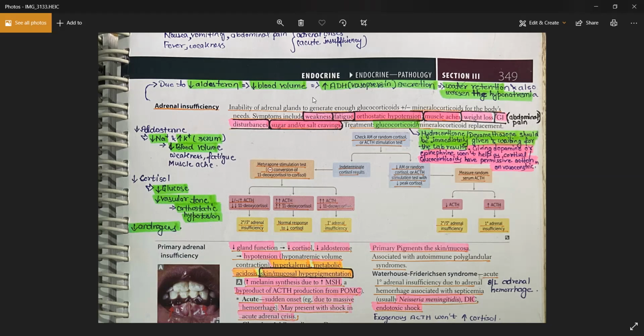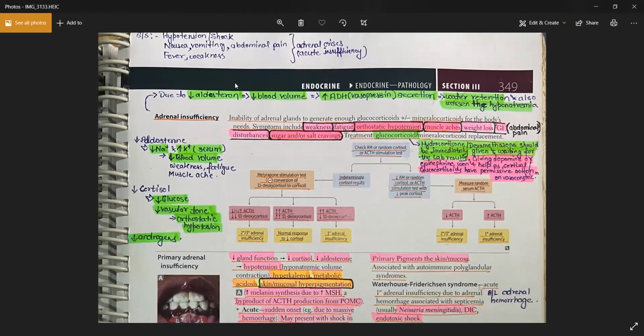Very important. So step one, whenever they give you a patient with a history of hypotension, shock, with nausea, vomiting, abdominal pain, sometimes fever, weakness, and along with any salt cravings, that 100% means this is a case of adrenal insufficiency. So fever, nausea, vomiting, abdominal pain, along with hypotension and shock. Just remember these 5 points. These are the main symptoms for adrenal insufficiency.